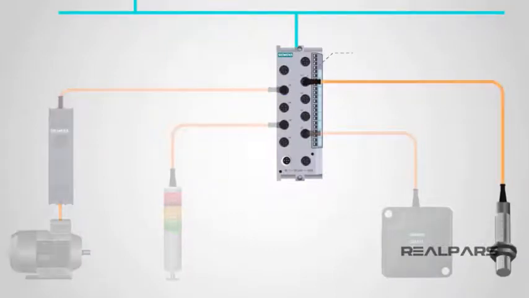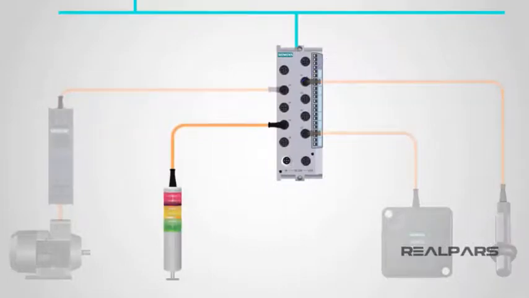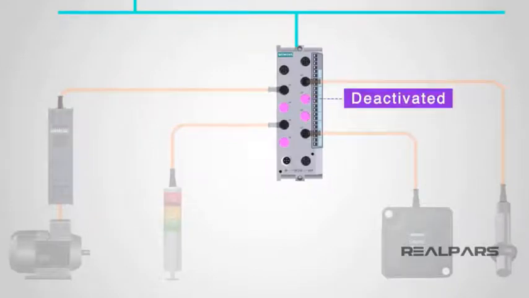The second mode is the DI mode. This means that the port acts in the same way as a digital input device. The third mode is the DQ mode. This means that the port acts in the same way as a digital output device. The fourth mode is deactivated. This means that the port is not assigned to any other modes and is reserved for when the port is unused.